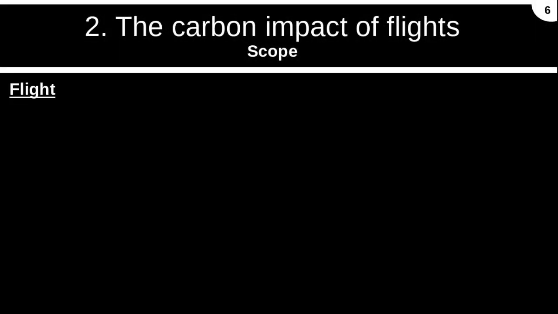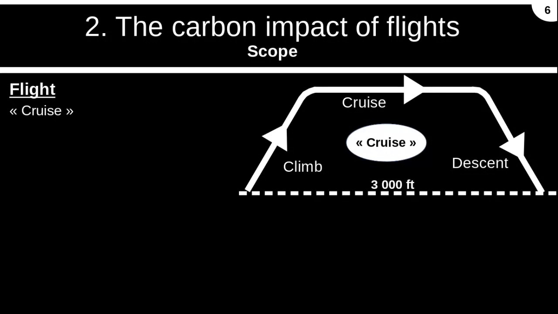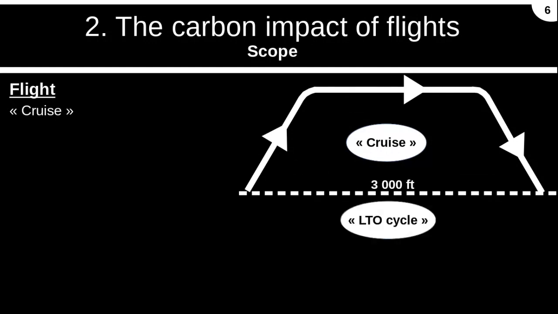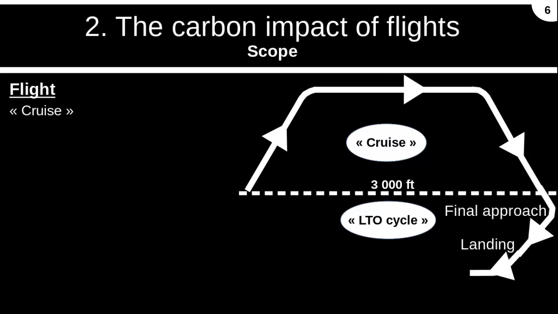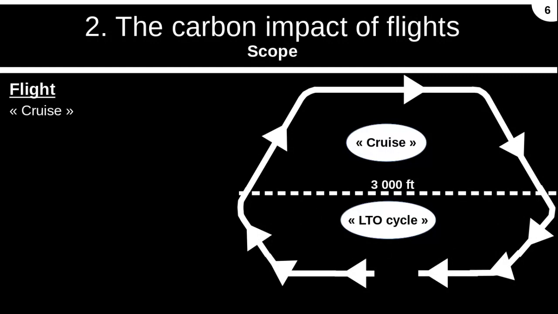Now let's turn to the flight. Of course you think about the aircraft flying, the cruise phase. But what about the climb and the descent? Usually, cruise emissions include everything over 3,000 feet, the LTO, which stands for landing and takeoff cycle, includes the final approach, landing, taxiing in, and before taxiing out, takeoff and climb out. So the emissions of the LTO cycle are part of flight emissions.